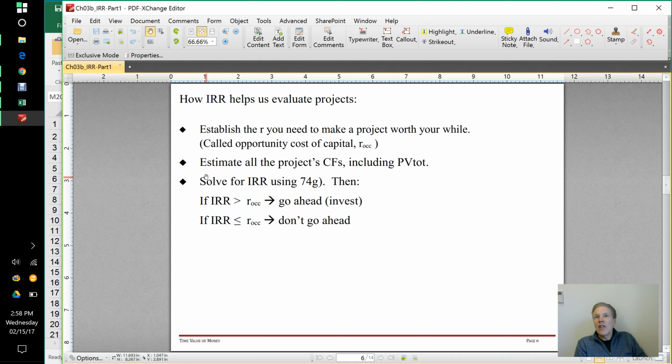Then when we look at an individual project, okay, we want to estimate all of the project's cash flows, including PV tot or CF0, okay?